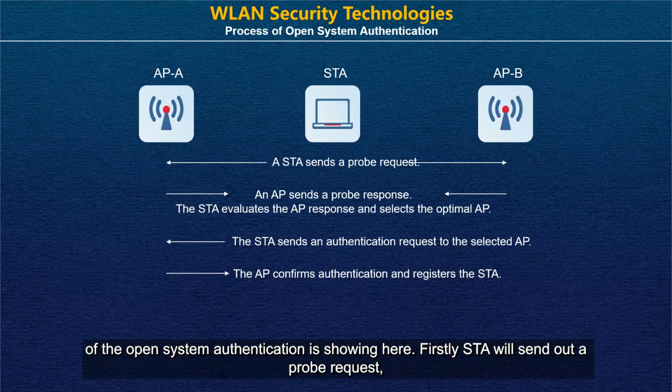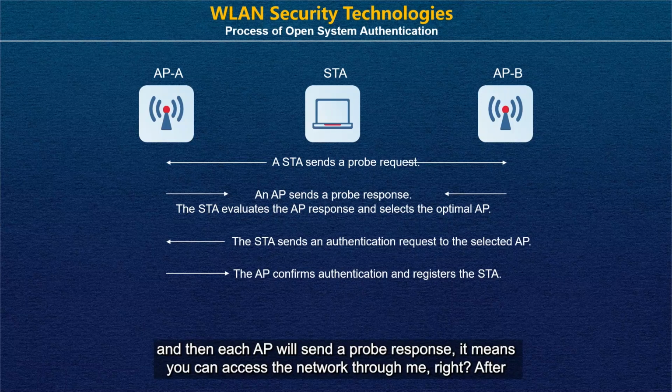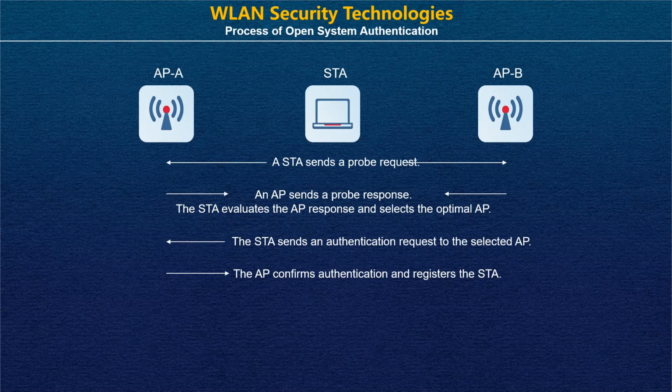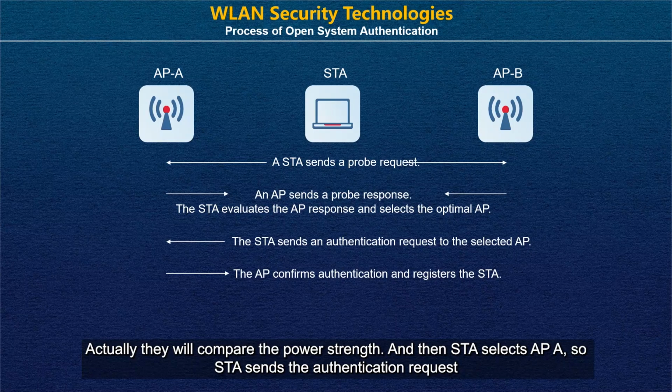Firstly, the STA will send out a probe request, and then each AP will send a probe response, meaning you can access the network through me, right? So receiving the responses from APA and APB, the STA will evaluate the responses and select the optimal AP. Actually, they will compare the power strength. And then the STA selects APA.